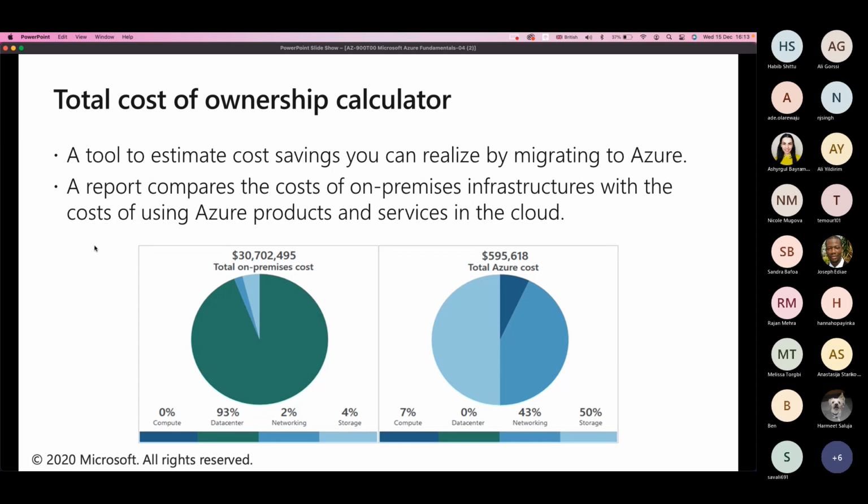So here we've got a comparison of 30 million pounds or dollars of on-premises cost versus just over $500,000 of Azure costs. So a colossal difference in there. And with the individual pricing calculator, there is an example on Microsoft. Lots of using the total cost of ownership calculator too.